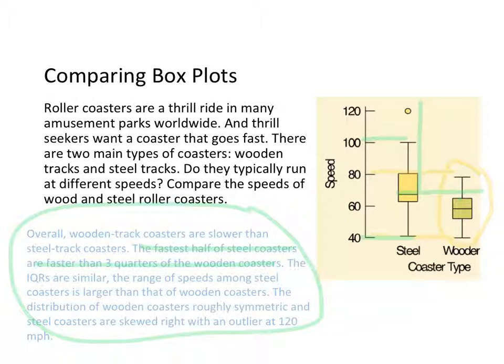We do have similar IQRs. The lengths of the boxes are pretty similar in size, and the range of speeds among steel coasters is greater than that of wooden coasters, which we already discussed. The distribution of wooden coasters is roughly symmetric, and the steel coasters are skewed right with an outlier at 120 miles per hour.